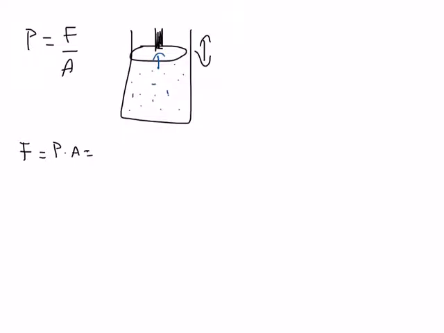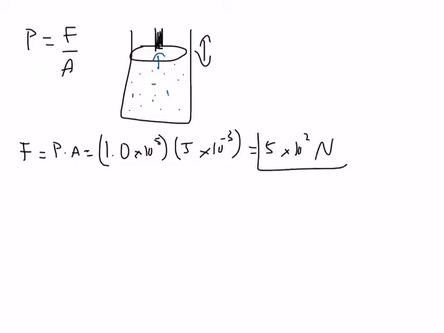At state A, and this is where reading the axes is important, this is in units of 10 to the 5th pascals. So the pressure at state A is not 1.0 pascals, but 1.0 times 10 to the 5th pascals. And the area is 5 times 10 to the negative 3 square meters. So you multiply those out, and you're going to get 5 times 10 squared newtons. That's a force, and that's A part 1, the mathematical part.